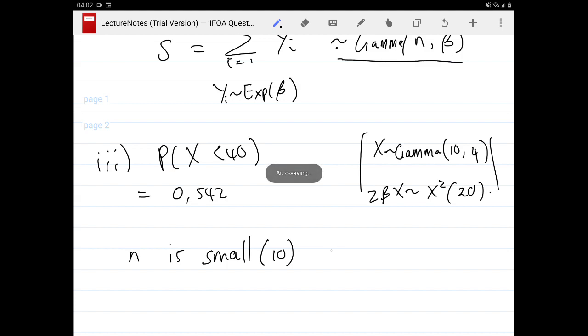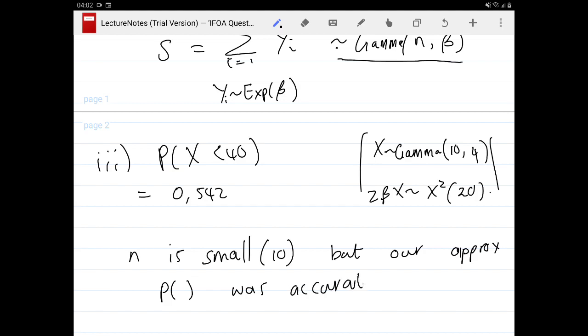So our n is quite small, but the approximate probability that we calculated was accurate to one significant digit. So if you need one significant digit, then this is a great approximation. If you need more accuracy, obviously you just need to take more samples. Okay, so that's question 4.